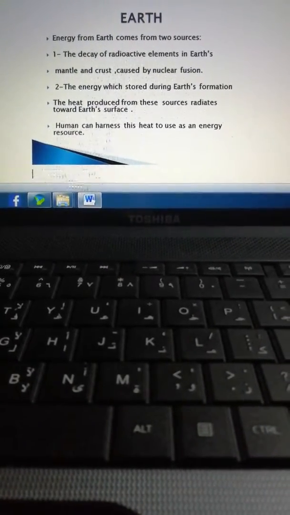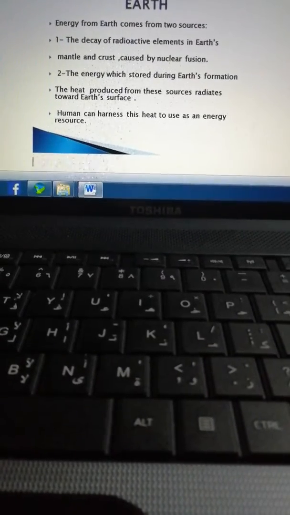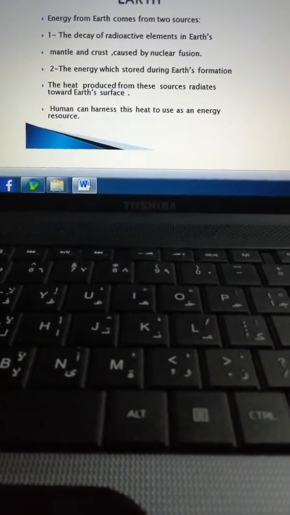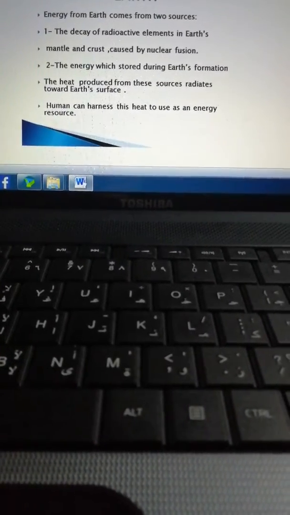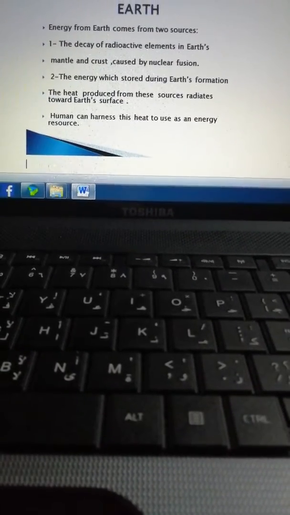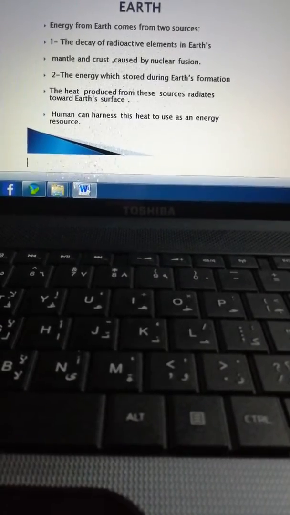Energy from Earth comes from 2 sources. Number 1, the decay of radioactive elements in Earth's mantle. Number 2, the energy which is stored during Earth's formation.